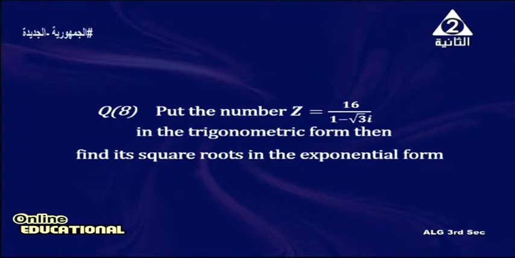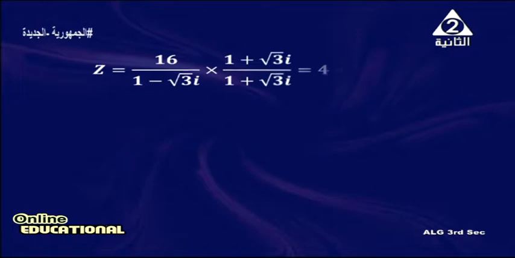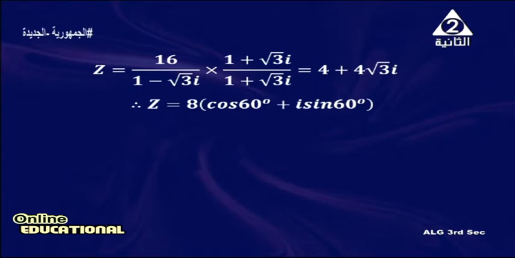By using a calculator, multiply numerator and denominator, up and down, by 1 plus root 3i, the conjugate of the denominator 1 minus root 3i. By conjugate, multiply up and down, z became 4 plus 4 root 3i. Don't forget, my dear student, 4 represents x, 4 root 3 represents y. Then z equals 8 multiplied by bracket containing cosine 60 plus i sine 60.